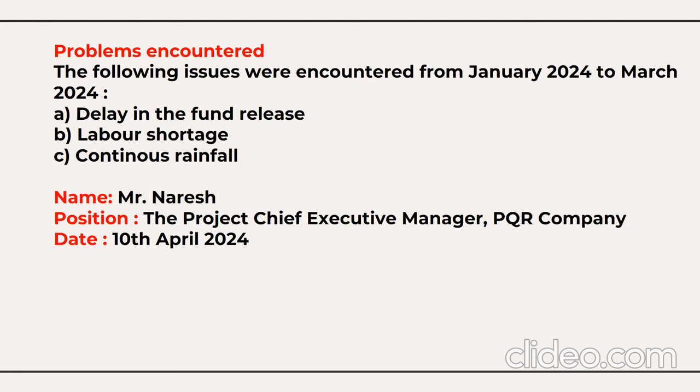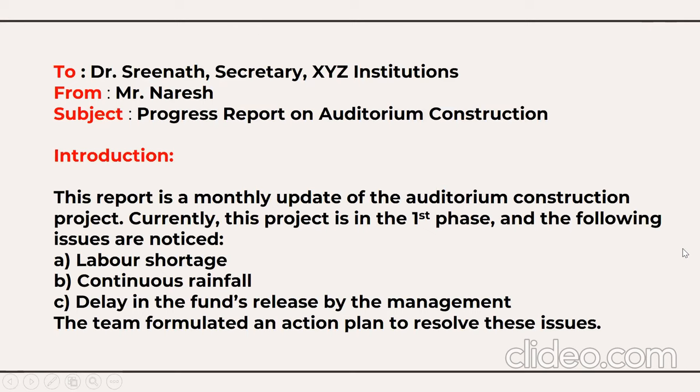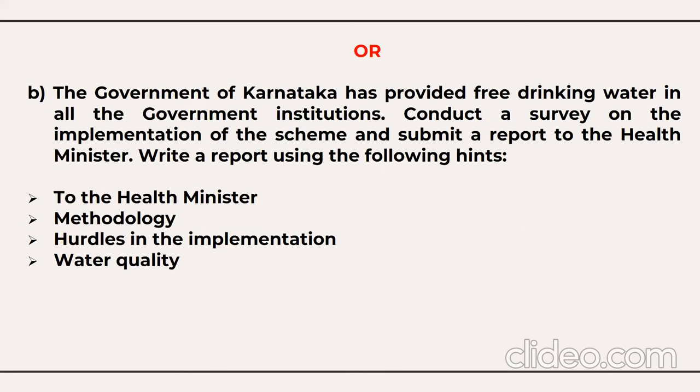Look here in the question paper, it's written, write a status report. For the status report, this is the format, right? Now you have a choice here. If you cannot answer this question, we have a question here, the full report. The complete report. The government of Karnataka has provided free drinking water in all the government institutions, conduct a survey on the implementation of the scheme and submit a report to the health minister using the following hints: methodology, hurdles, and the water quality. So you can use those hints.